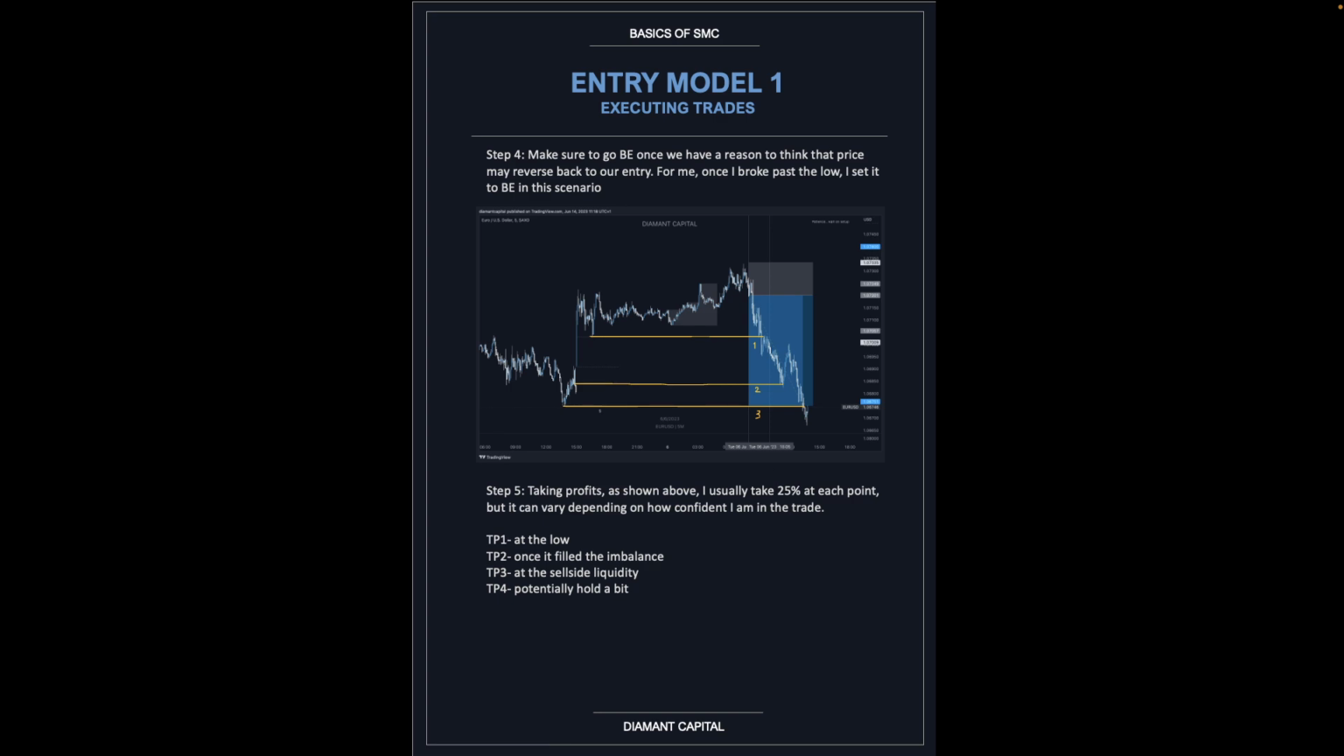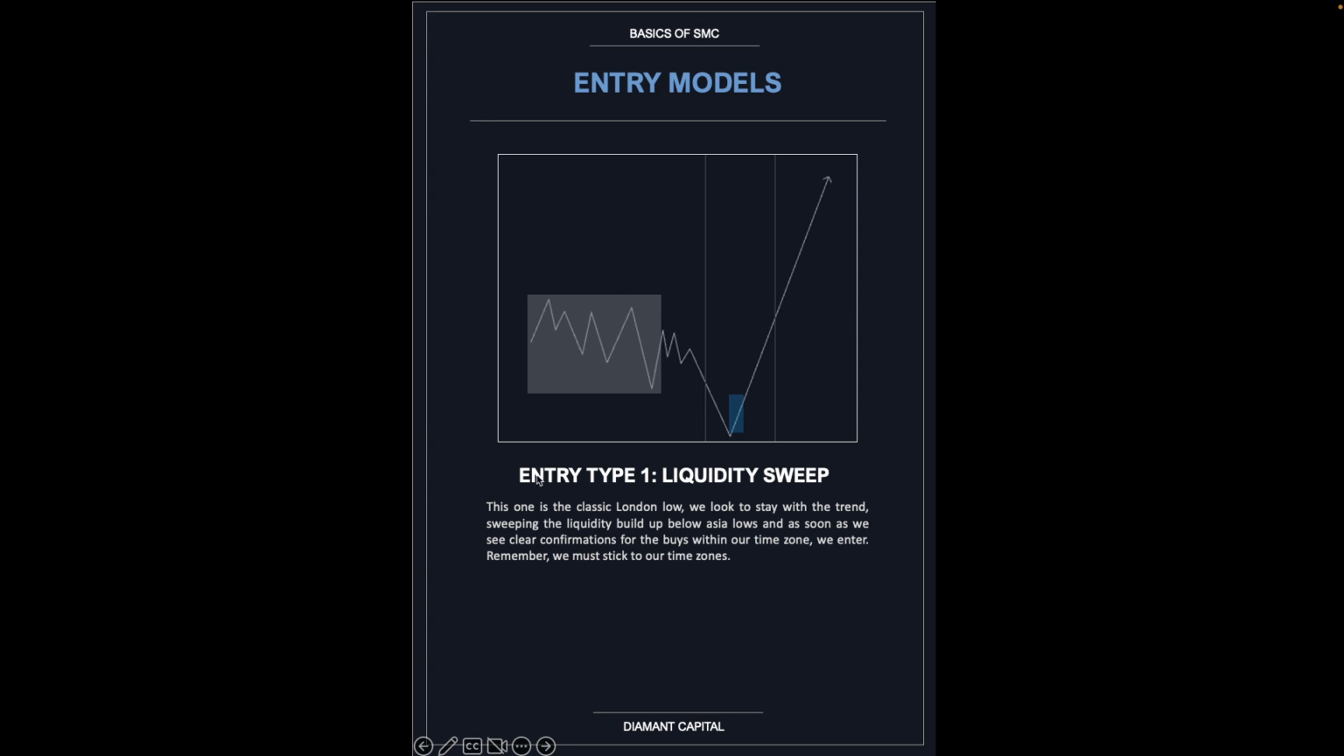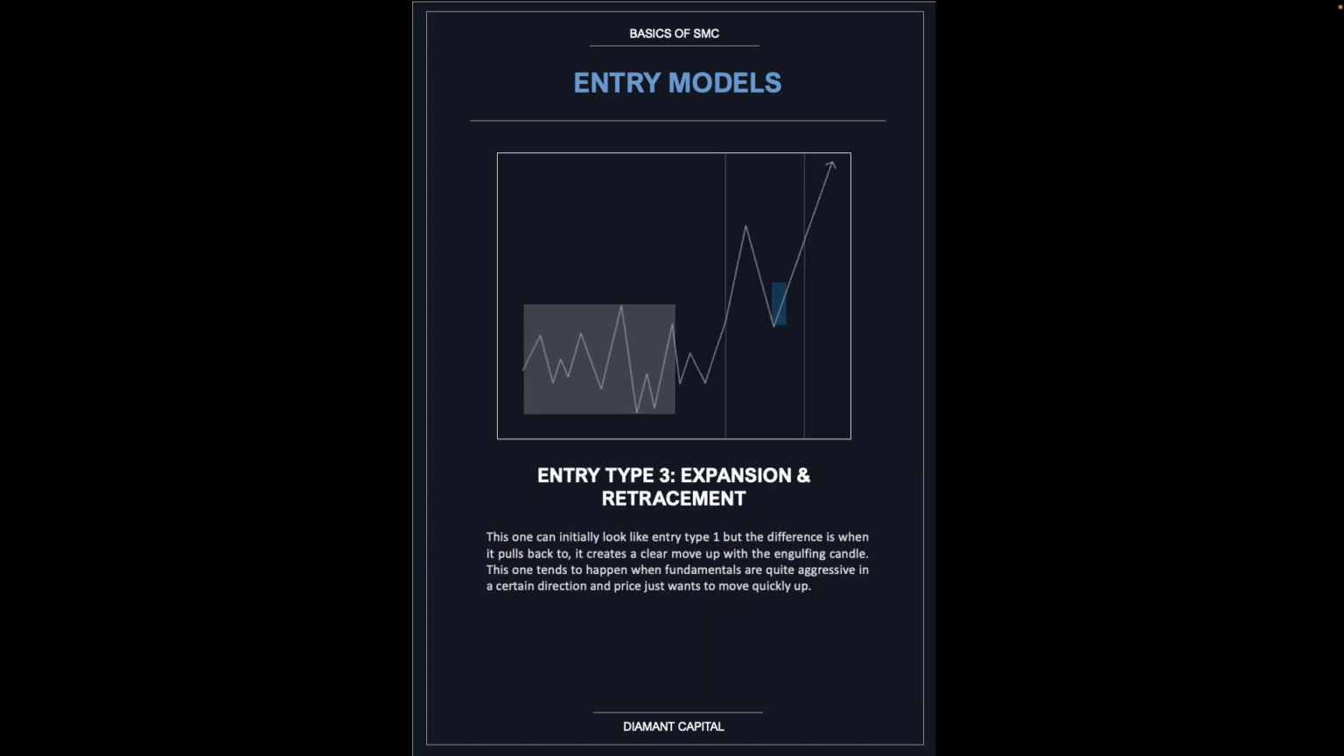So yeah, very, very simple, guys. You know, this one you get repeated time and time again. Entry type 1 is the main one that we're going to look for. A liquidity sweep of the lows. And remember what I talked about in the beginning, the whole idea behind this strategy. It was built on this entry model right here. It was just built on entry 1. Then obviously it developed into type 2, type 3 because of what I saw in the markets. But yeah, that's going to be it for this one.